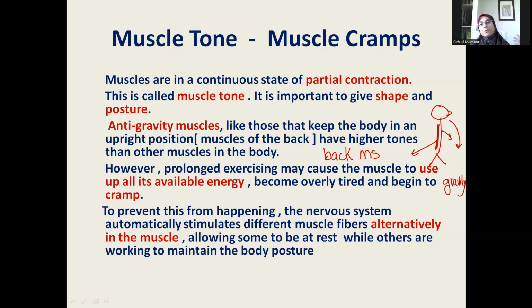But if you stand up for long and your back muscles contract maximally, they would use up all the available energy. That's why the muscle fibers in the back muscle alternate, in order not to suffer from a cramp and in order not to use up all the available energy.